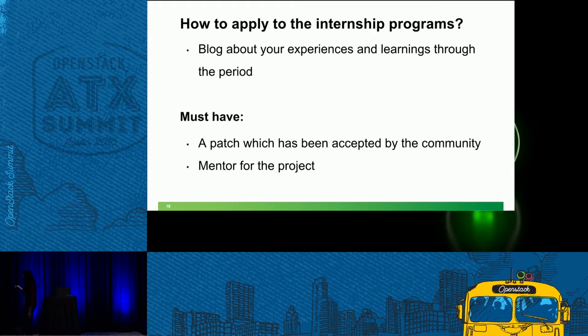So what you must have is a patch that has been accepted and a mentor for the project. So this you need so that you can get selected.